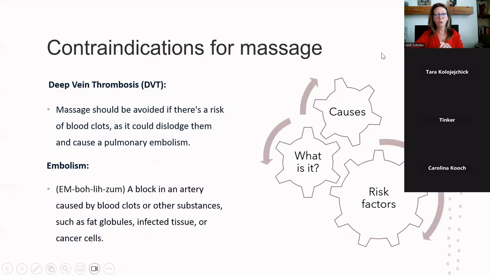So deep vein thrombosis, of course, is a contraindication for massage. Any place that there's clotting is a local contraindication for massage, because it could dislodge the clot, right? So if it gets dislodged, it's called an embolism. So an embolism is a block in an artery. So it's stuck.